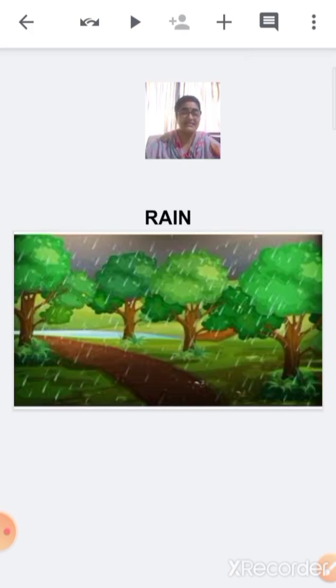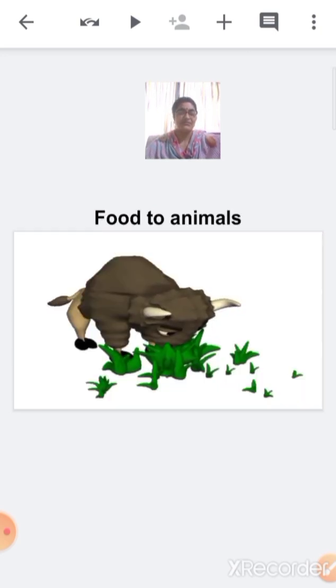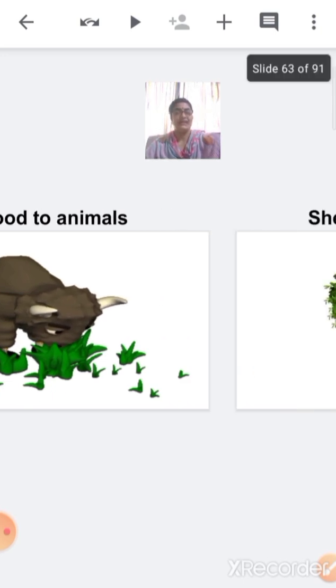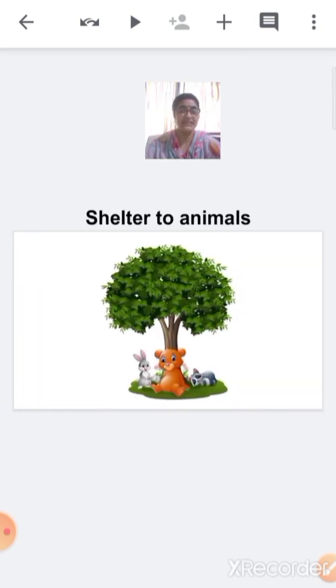Children, plants and trees make the air clean, because of which we get rainfall. It is all because of trees and plants that we get rainfall. Plants provide food to animals. And the most important thing is plants are the shelter to many animals. They are the homes of many animals. Most of the animals and birds live on trees only.